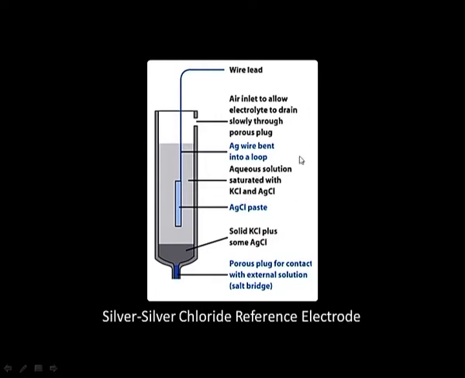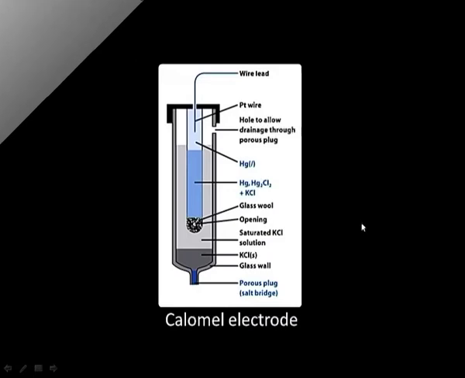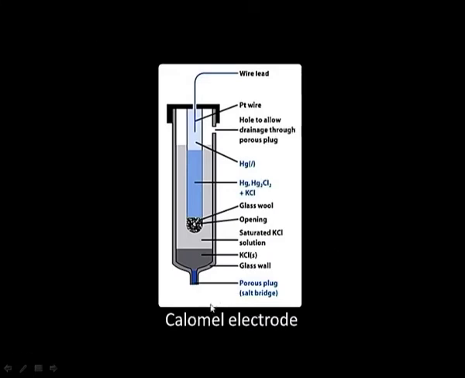Now, this electrode is very similar to the calomel electrode, where we have a porous plug again here. This is a glass wall, solid KCl, and here we have mercurous chloride filled with Hg, that is mercury, in the inner tube, and we have a glass wool opening at the bottom of this tube. Then we provide a wire for connection, and this is known as the calomel electrode. So, both the electrodes are somewhat similar and they are widely used as reference electrodes.